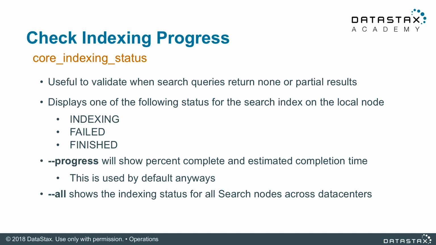Talking about reindexing, it would also be useful to know if a search index on a node is currently reindexing, and what the progress is. This is what the core indexing status command is for. The output of the command will indicate that the search index is currently indexing, or that it has failed or has been successfully completed. Normally, the command will also show the progress of the reindexing as a percentage, as well as an estimated time before completion. By default, the status of the local node is shown, but the all command can be used to check the status across all search nodes.